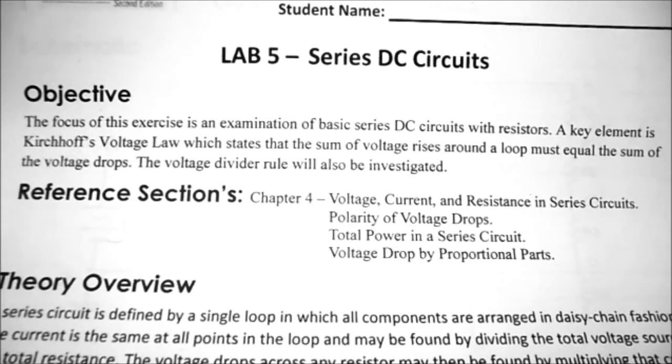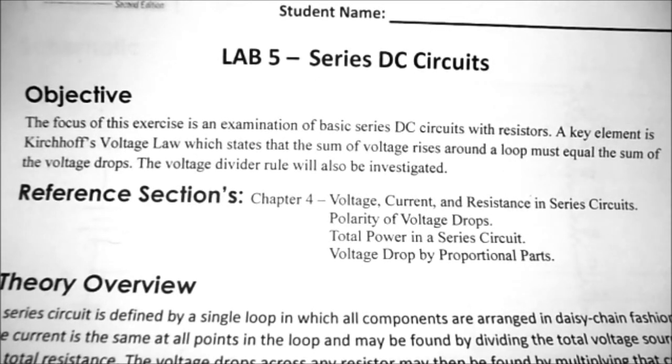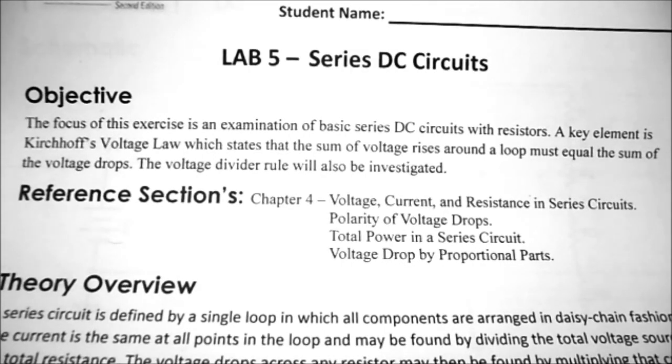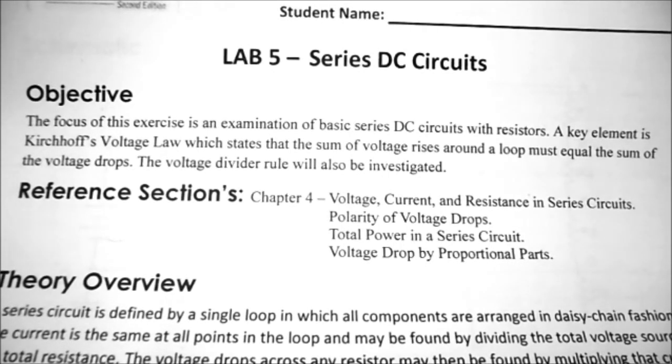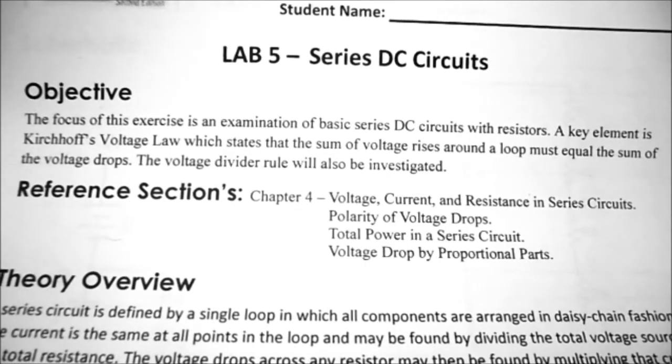Now you can see I have some reference sections. This is from Schaum's Outline Basic Electricity 2nd edition. And what we want to do is check out voltage, current, and resistance in series circuits, polarity of voltage drops, total power in a series circuit, and voltage drop by proportional parts.